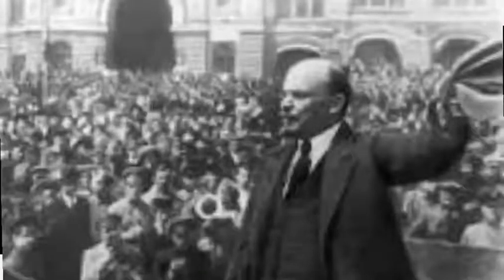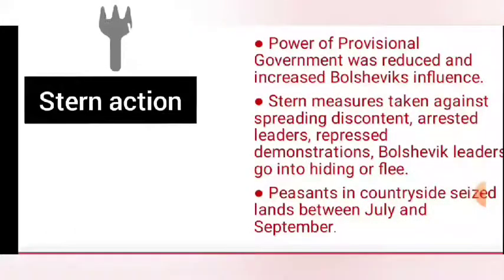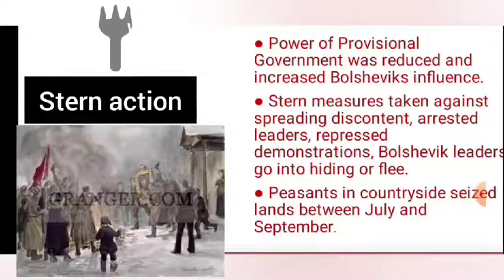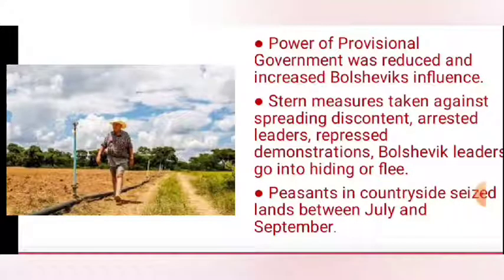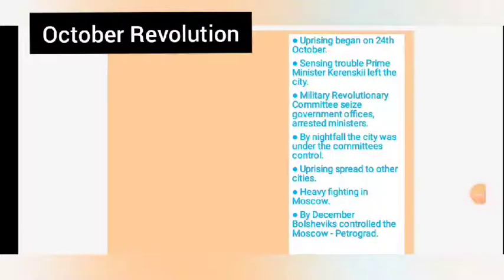Since the provisional government of Mensheviks used stern measures against the spreading discontent, they arrested the Bolshevik leaders and repressed the demonstrations. Bolshevik leaders went into hiding, or some fled. Peasants in the countryside seized lands from the nobility between July and September. The revolution, or uprising, began on 24th October 1917.